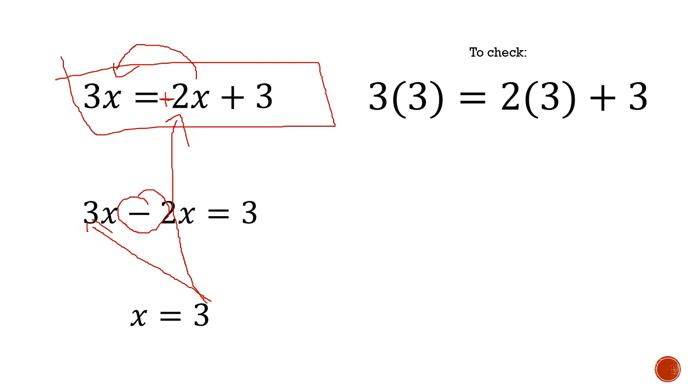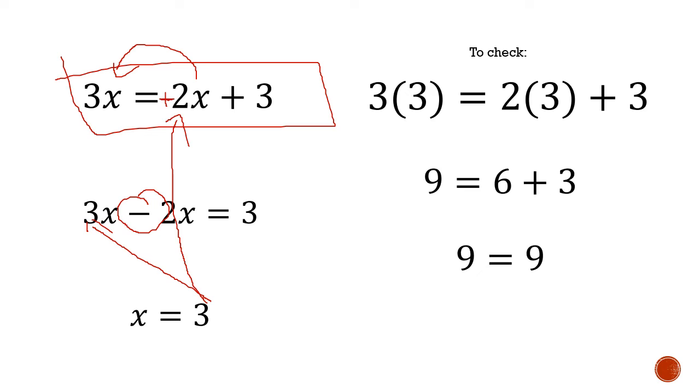So we are following first the BODMAS or the PEMDAS rule. Parenthesis first, then multiplication, division, addition, and subtraction. So 3 times 3 is equal to 9, is equal to 6 plus 3. We have both sides equal to 9. Okay? So if the left side is 9, the right side should also be equal to 9.